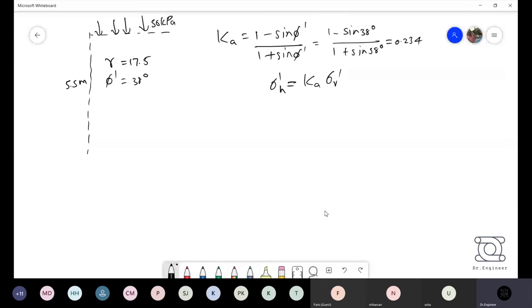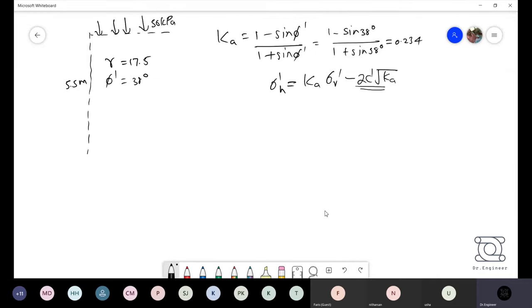So sigma dash H, the effective horizontal pressure, is given by K times sigma V dash. This is the equation, unless there is cohesion. If there is cohesion, there is another part, minus 2C dash root of K. Here there is no cohesion, so we need not consider this part.